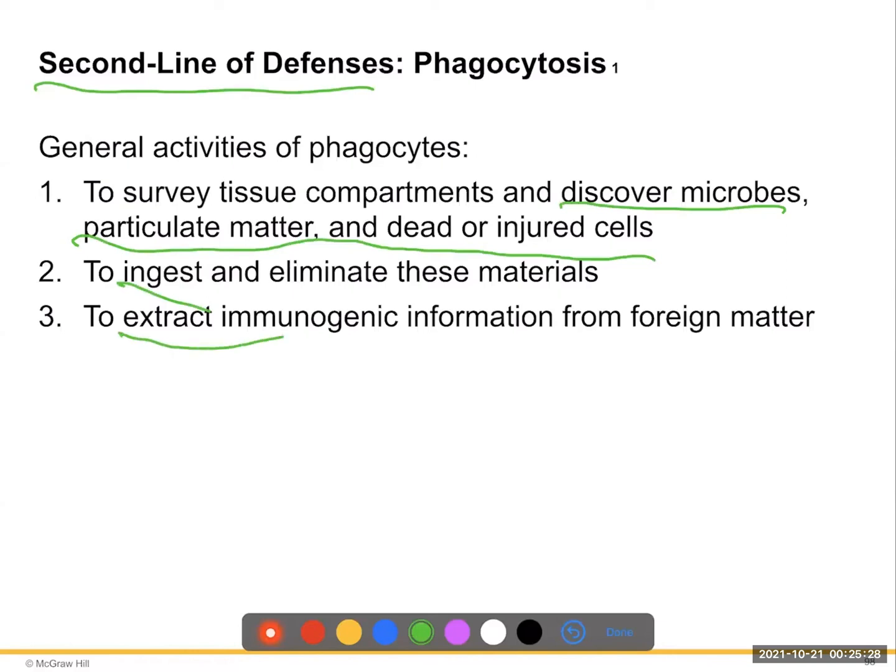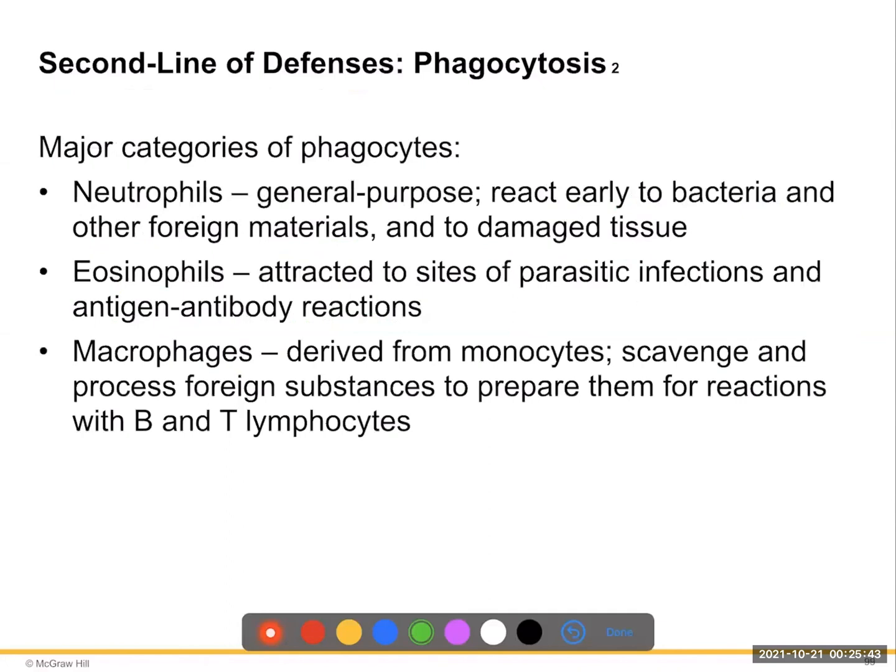They extract immunologic information from the matter. So they take the pieces they've eaten and say, look, these are things that you need to recognize as being bad for our body. They're not part of our own body. So then we can start our third line of defense. We can start our memory. We can start our immunological response to that.